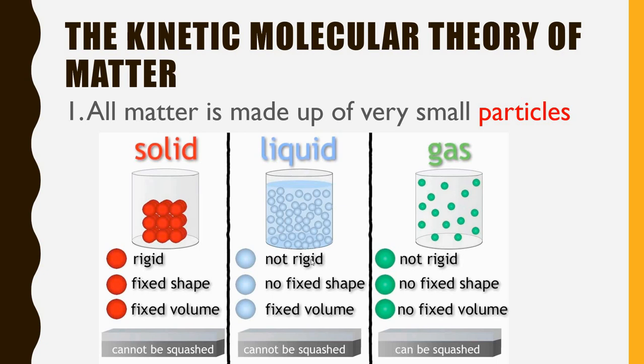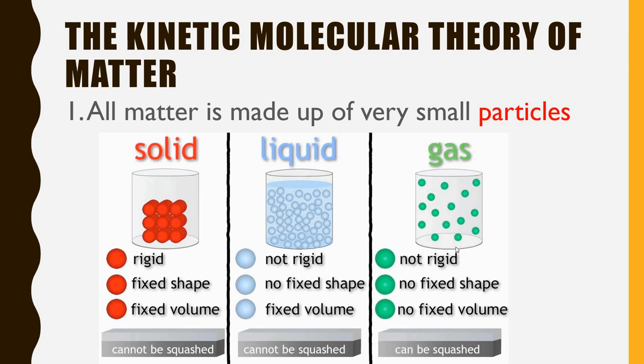Liquid, it's not rigid, there's no fixed shape, but there's a fixed volume. So they're still fairly close together, these particles, but a little bit more space, and they're able to move around a little bit more. They just kind of slip and slide past each other. This also cannot be squashed. So think if you got a glass of water and you push a lid further down, you just get water everywhere. You're not able to make it smaller.